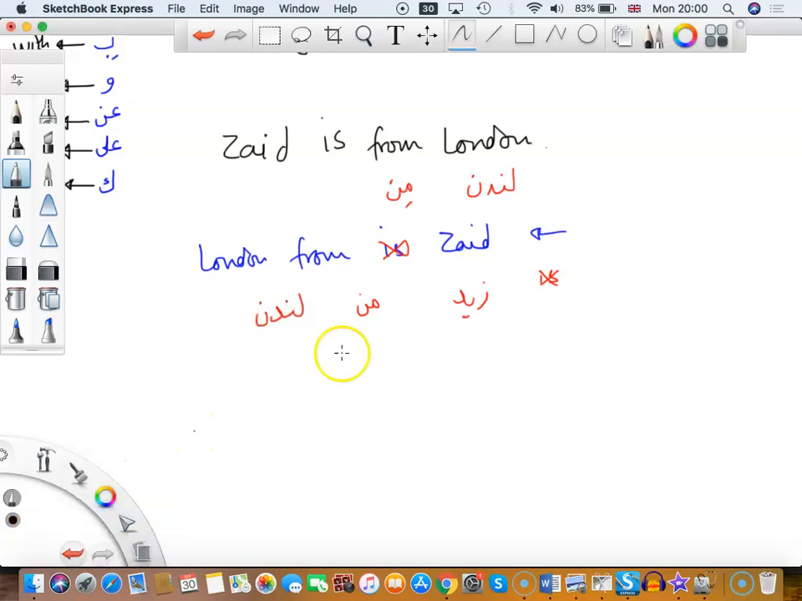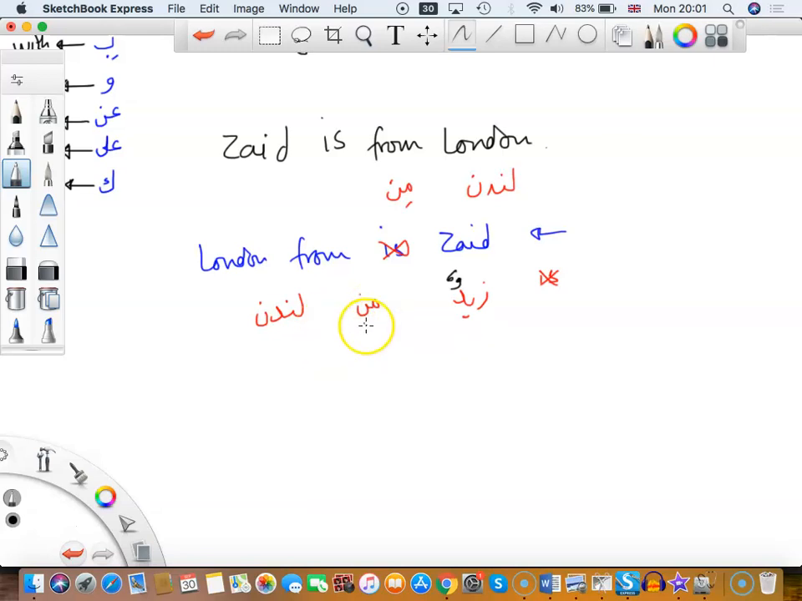Alright. So, it's an "is" rule, isn't it? What does the first word of the "is" rule take? How many dhammas are we going to give it? Okay, 2. Yeah, Zaydun. Now you see, London would have been the second word of the "is" rule, wouldn't it? So we should have given London 2 dhammas as well. But min, prepositions override all rules.